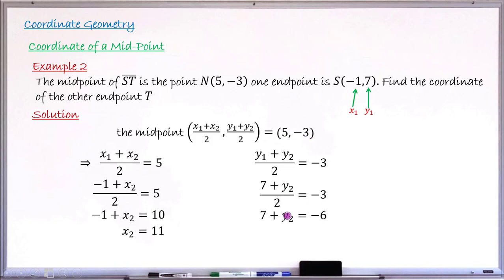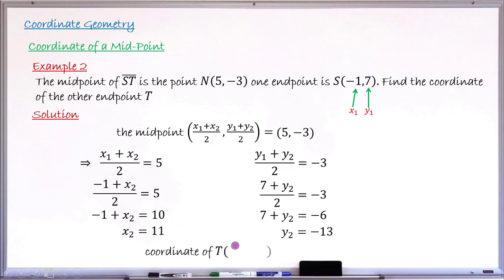Then we cross multiply. I'm going to have 7 plus y2 equals minus 6. Collecting like terms, 7 shifted to the right hand side will leave you with y2 equals minus 13. Minus 13 is minus 6 minus 7. 7 shifted to the right becomes negative. So I have y2 equals minus 13. So this is the x coordinate of the point T, and this is the y coordinate of the point T.